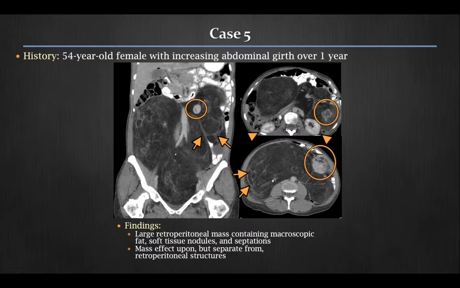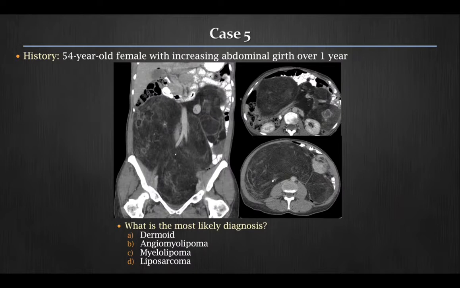And it's hard to tell with something that is this large, but as best we can tell, it does not seem to be arising from any of the retroperitoneal structures, it seems to be displacing and causing mass effect. And there are a few coarse calcifications associated with the mass. So the question is, what's the most likely diagnosis?